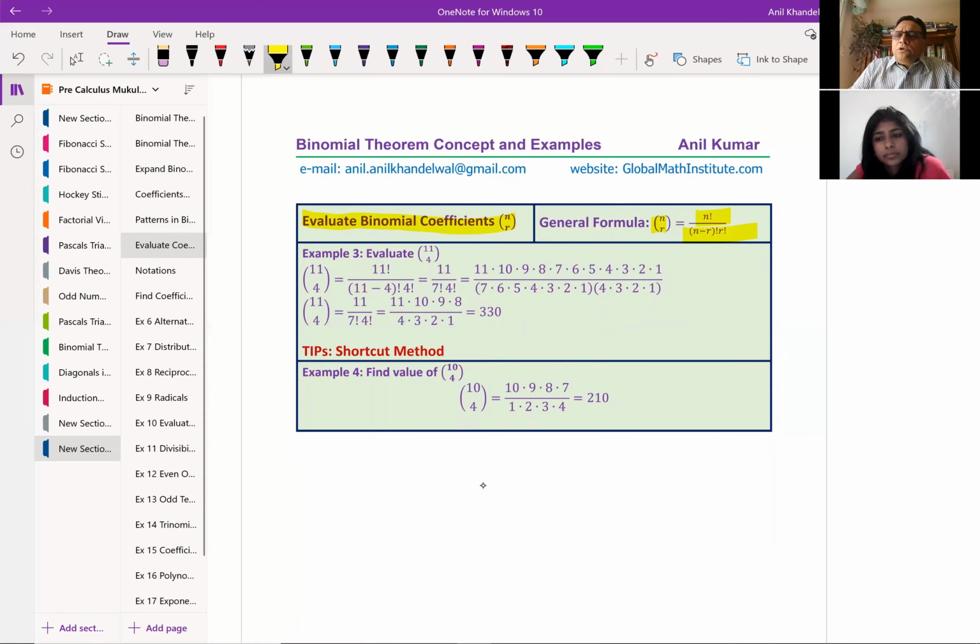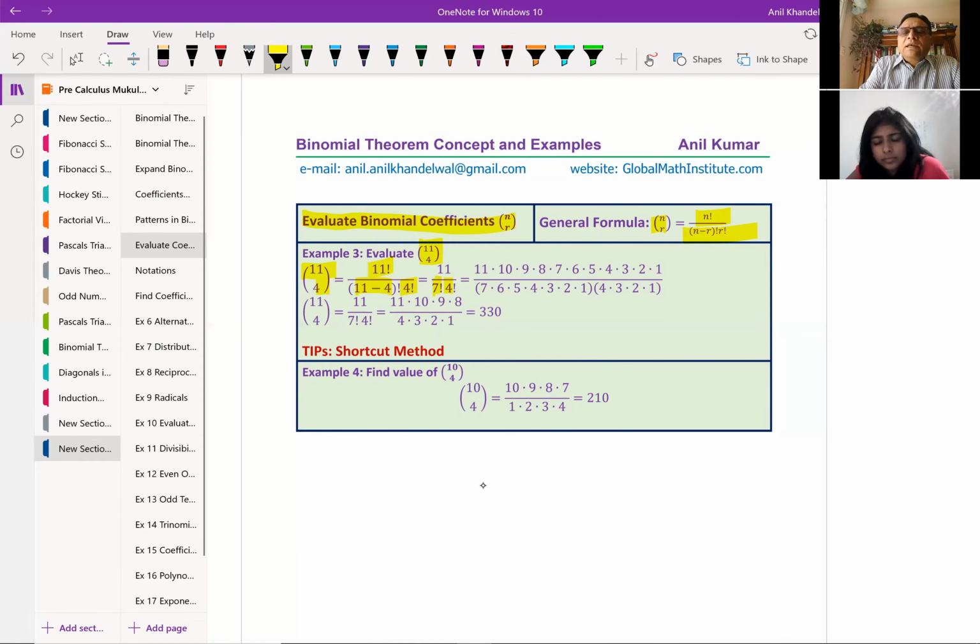But here, I'm going to share with you a shortcut method of immediately calculating nCr without so many factorials in the formula, okay? So let us evaluate what is 11 choose 4, or 11C4. Now, from the formula, we know 11C4 is 11 factorial divided by 11 minus 4 factorial, that is n minus r, times 4 factorial. Perfect. Now, 11 minus 4 is 7, so we get 11 factorial divided by 7 factorial and 4 factorial.